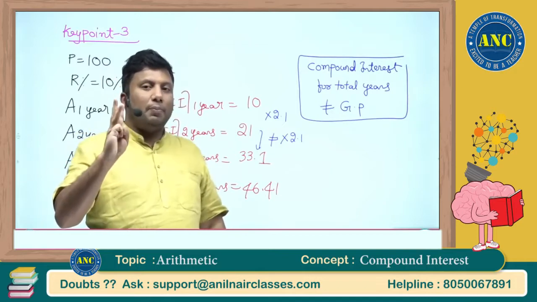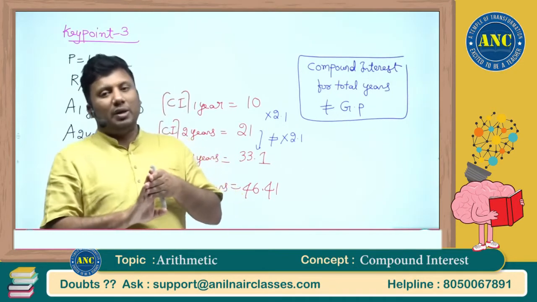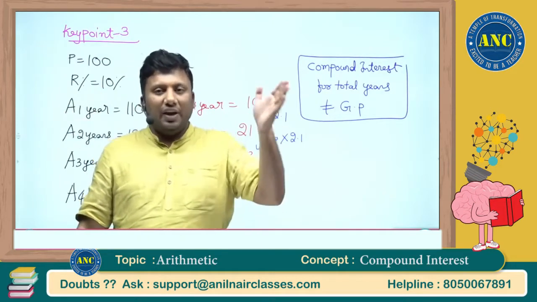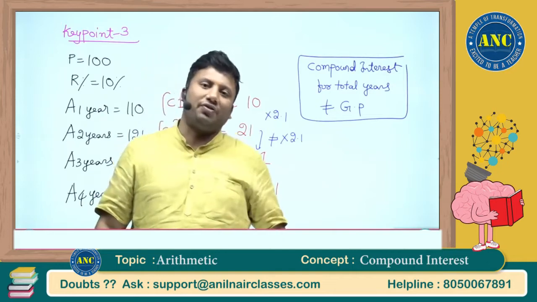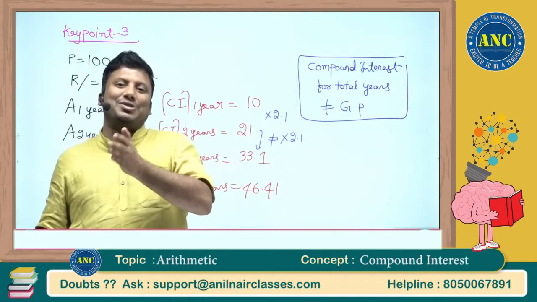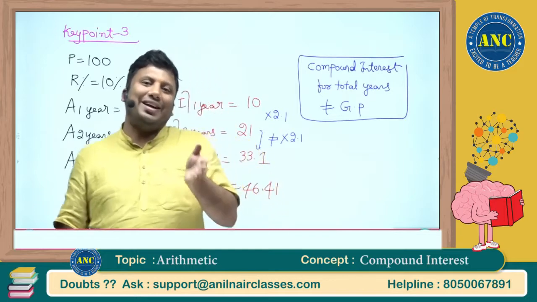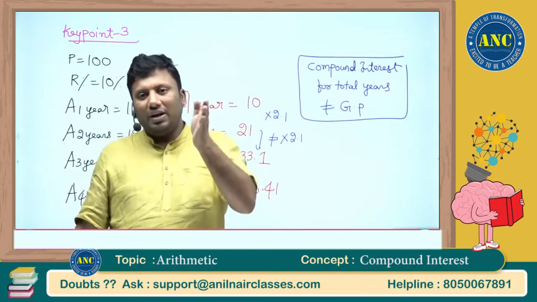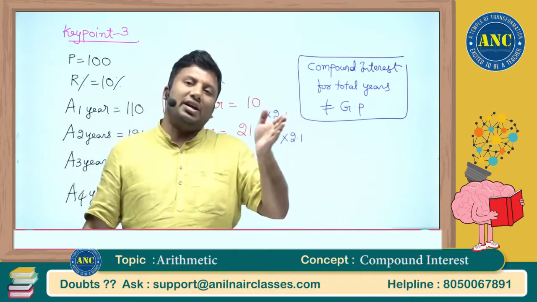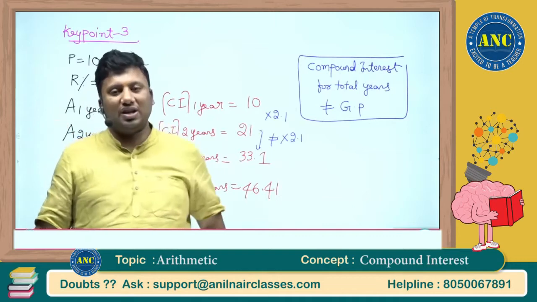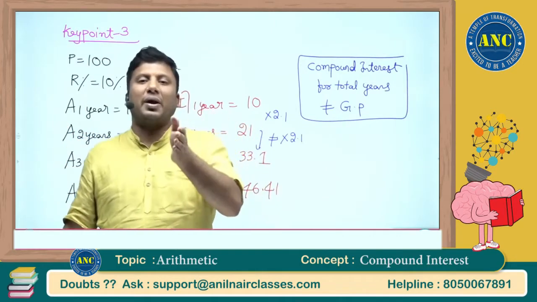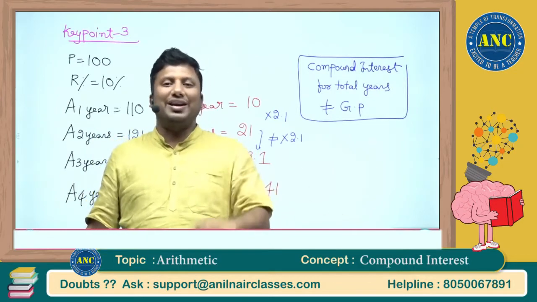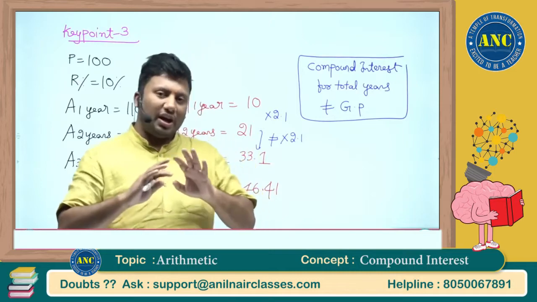There are 4 important key points. The first thing is A1, A2, A3, A4. If A1 and A2 are in the ratio x is to y, A2 and A3 will also be in the ratio x is to y, and A3 and A4 will also be in the ratio x is to y. Amount at the end of the years, they are in geometric progression. Compound interest at the end of a particular year, they are in geometric progression. Compound interest for total years, they are not in geometric progression. I hope it is clear.